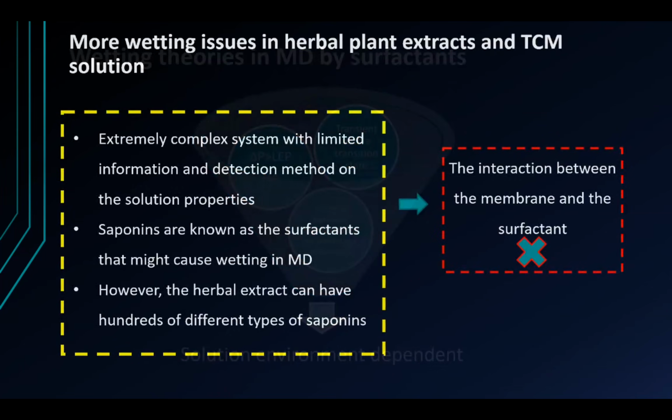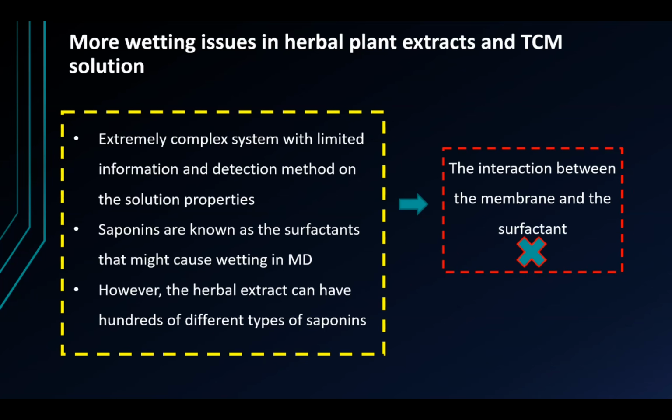It is important for us to also note that in the TCM extract, the solution chemistry is extremely complicated. Although saponins are known as the surfactants typically present in herbal and TCM extracts, the chemistry of the saponin is hard to identify, especially whether they are ionic or not. That means the interaction between the membrane and the surfactant in the aqueous environment is hard to predict.